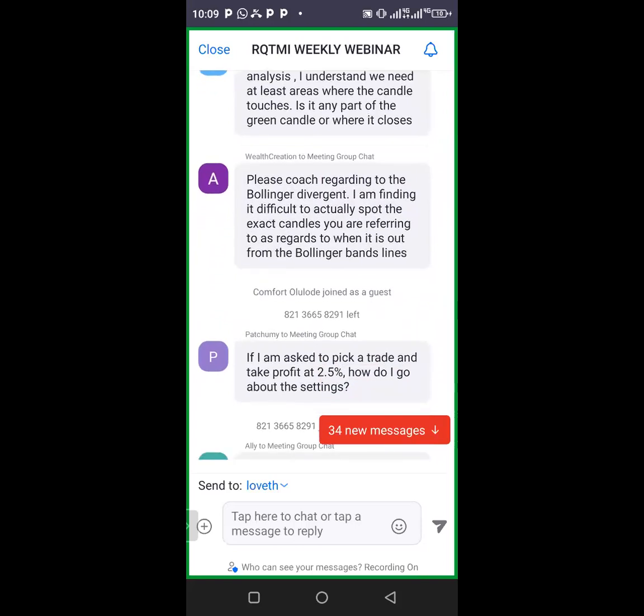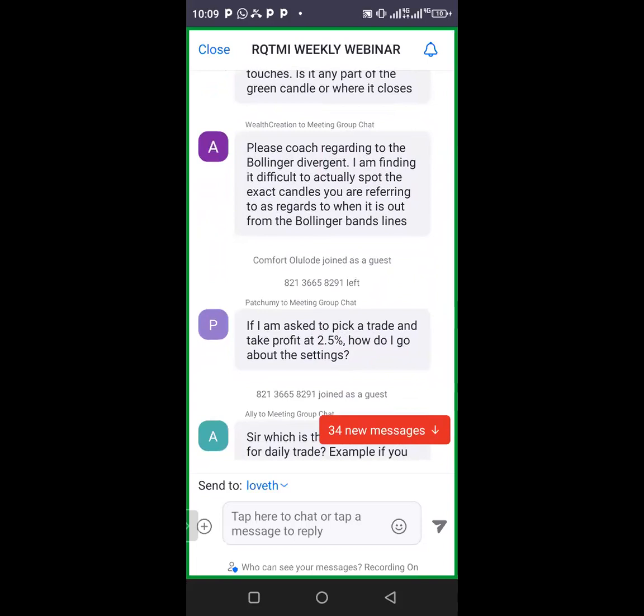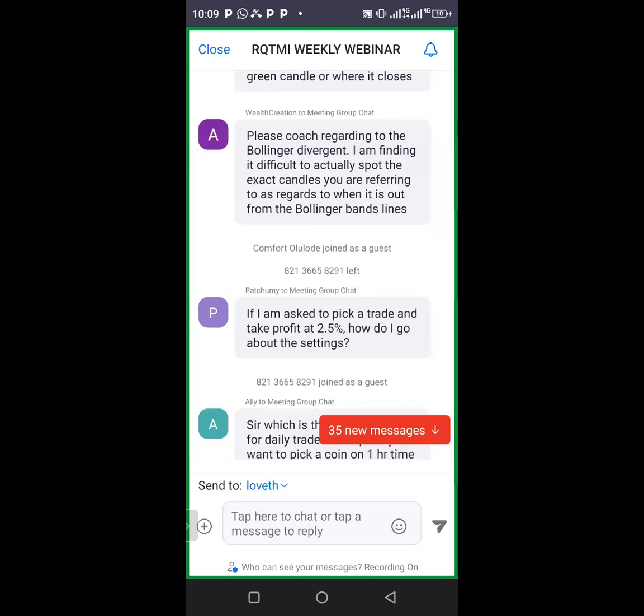If I am asked to pick a trade and take a profit, how do I go about the setting? I think you should go back to this question. It is the whole position take profit ratio that we're talking about. This 2.5% is the whole position take profit ratio you are going to put on your royalty. That's what you are referring to.